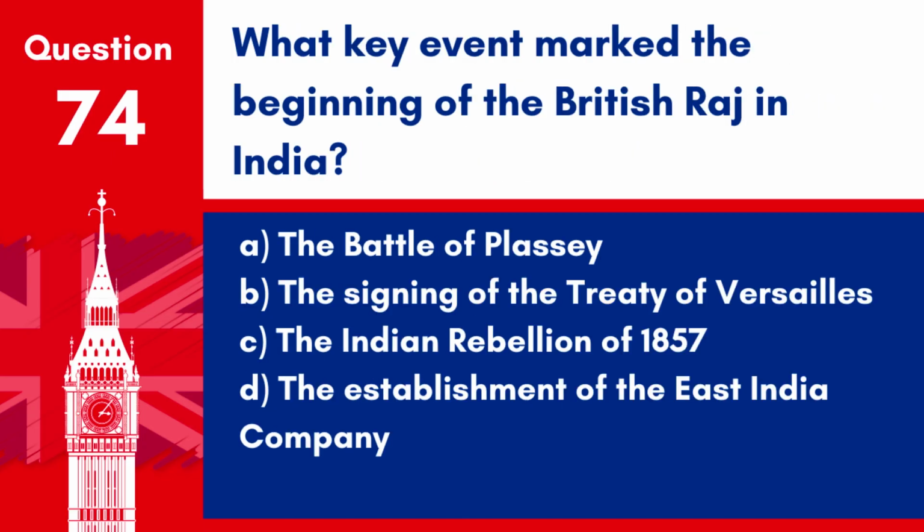Question 74. What key event marked the beginning of the British Raj in India? A. The Battle of Plassey. B. The signing of the Treaty of Versailles. C. The Indian Rebellion of 1857. D. The establishment of the East India Company.